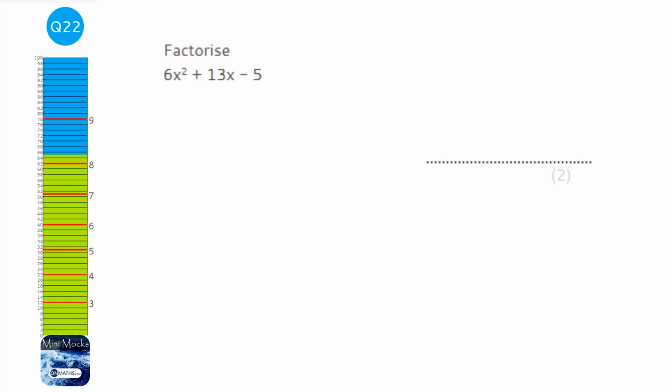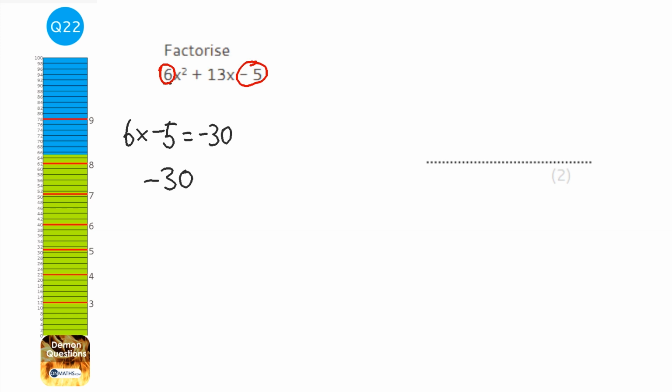Okay, so for this question you can see that there is a coefficient on the x squared, there's a number before the x squared. Now if it's 1 then we do this in a slightly different way. If it's not 1, which it isn't here, we need to look at these two numbers first. So we've got the 6 and the minus 5, and we just literally times those together, and that gives us minus 30. Now minus 30 becomes our number that we've got to make by multiplying two numbers together. But those two numbers also have to add to make 13.